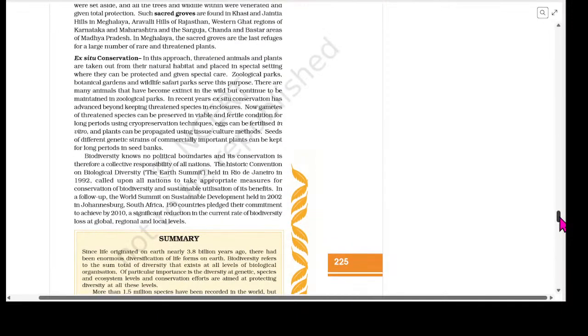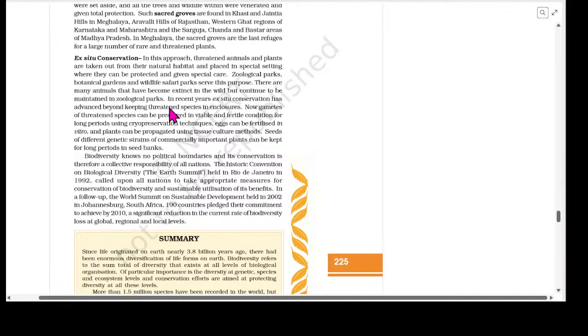Last but not the least, ex situ conservation. In this approach, threatened animals and plants are taken out from their natural habitat and placed in special setting where they can be protected and given special care. Zoological parks, botanical gardens, and wildlife safari parks serve this purpose. There are many animals that have become extinct in the wild but continue to be maintained in zoological parks.